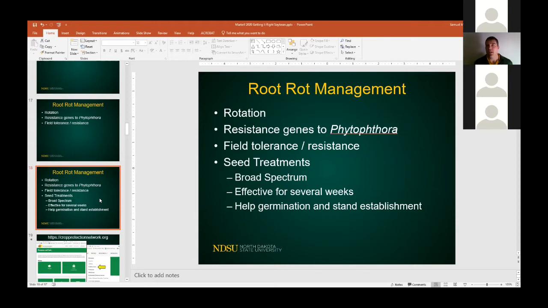Unless you're just getting into soybeans the first year or maybe the second time around, you might want to consider a seed treatment. If you're just new to soybeans, you probably just really aren't going to see a lot of root rot issues. It takes time for them to build up.